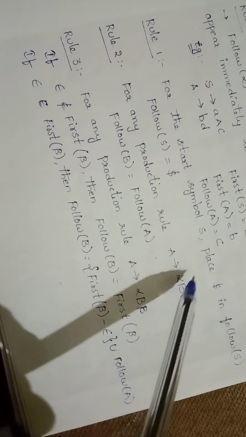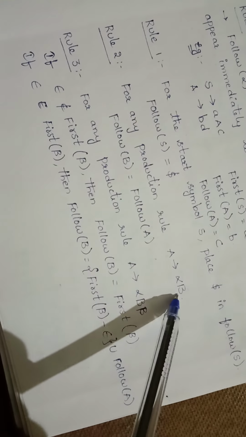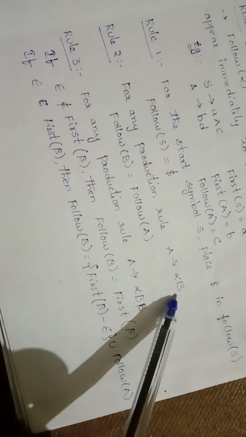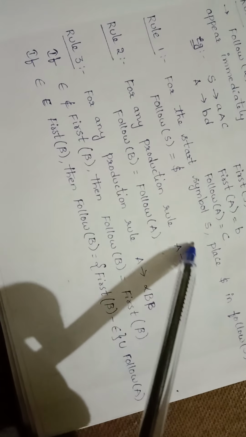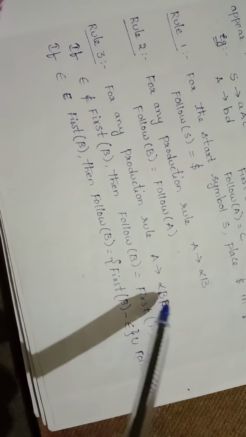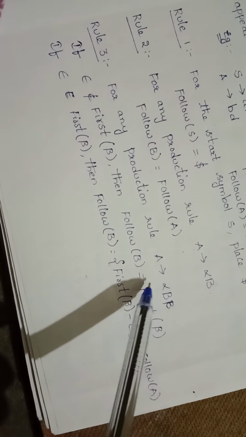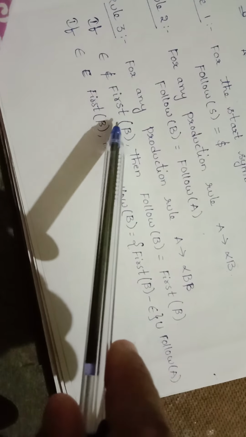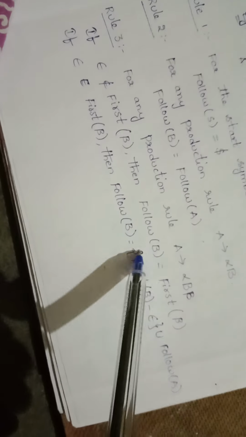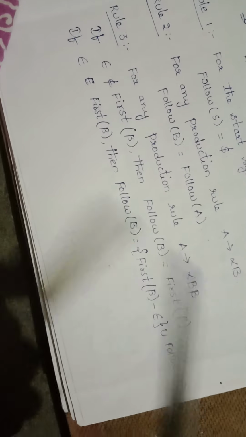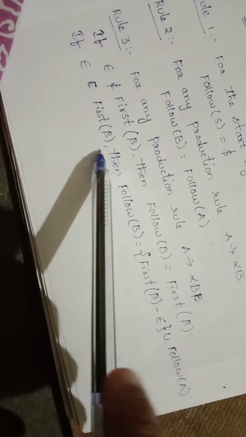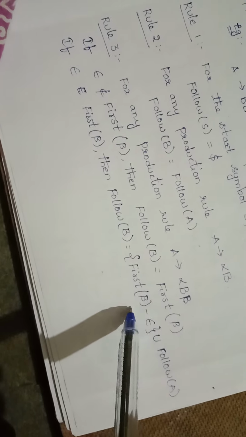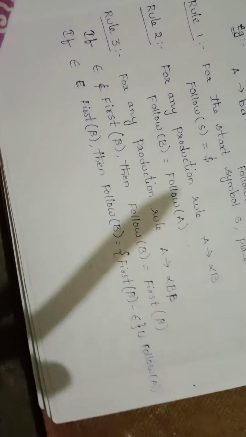So here these are all non-terminals. A is a non-terminal, B is a non-terminal, that is uppercase letters. So Follow of B is nothing but again the Follow of A. For any production rule A tends to alpha B beta, if epsilon is not in First of beta, then Follow of B is equal to First of beta. If epsilon belongs to First of beta, then Follow of B is equal to First of beta minus epsilon union Follow of A.